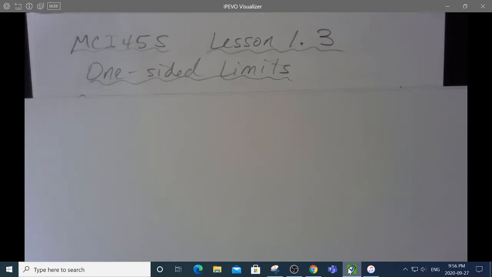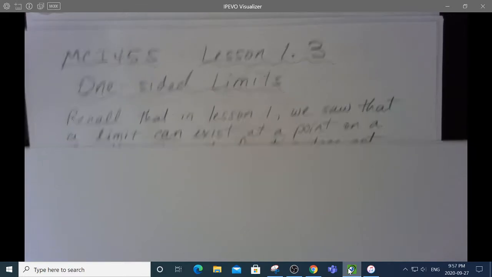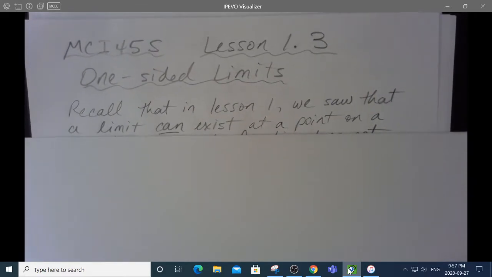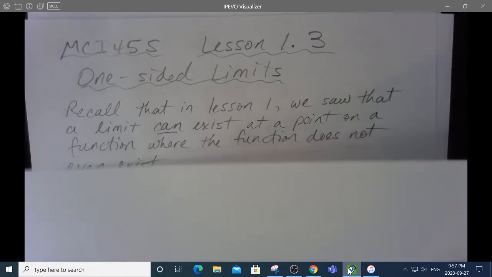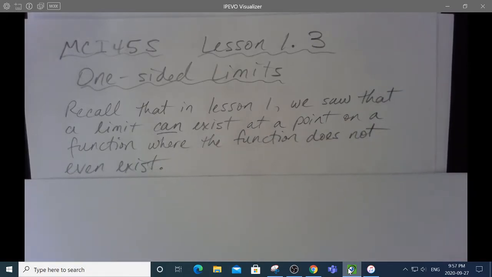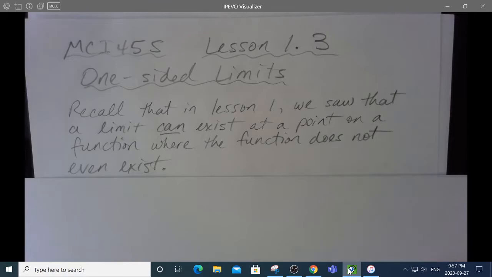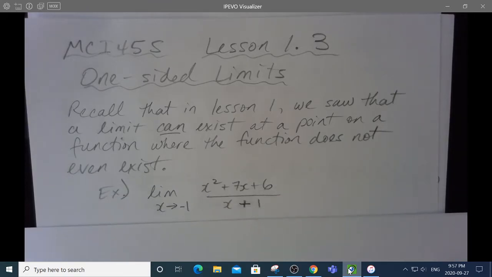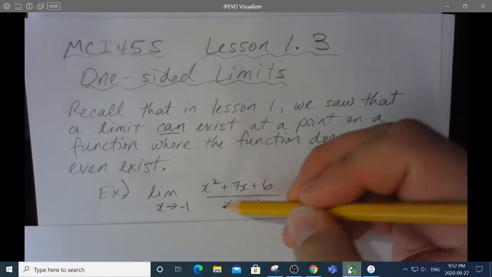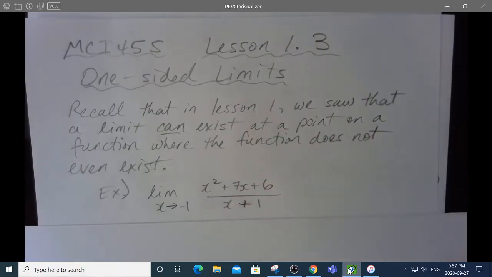Now we have talked about this a little bit. Recall that in lesson 1 we saw that a limit can exist at a point on a function where the function does not even actually exist. The example we can give of that is one like this. Suppose I asked you for the limit as x approaches -1 of that function. If we plug -1 in for x, right away you're dividing by 0, and you can't do that. So you should understand that the limit of the function might exist, even though the function itself doesn't exist.